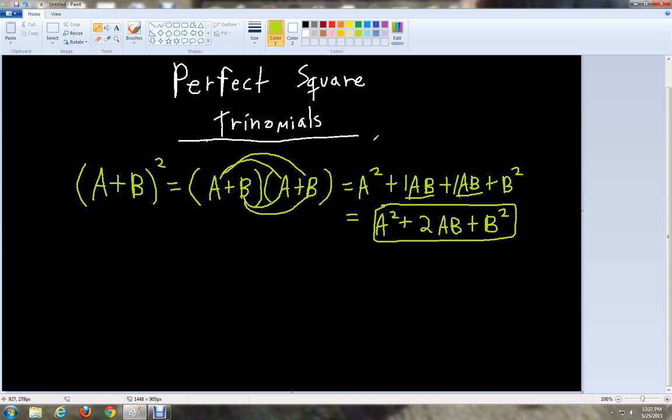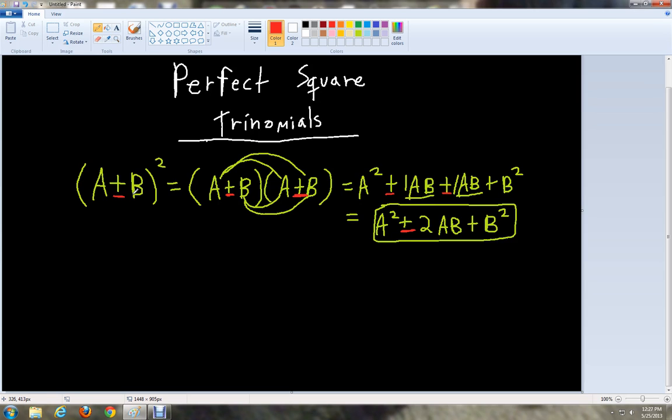Now, if the sign is slightly different, let's say it's (a minus b) squared, the only thing that's going to change is the middle term. The 2ab is going to become a minus 2ab, so it still applies. And this will, of course, be a minus b times a minus b, and this will be minus and minus here.